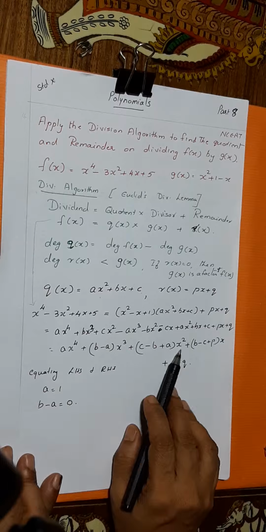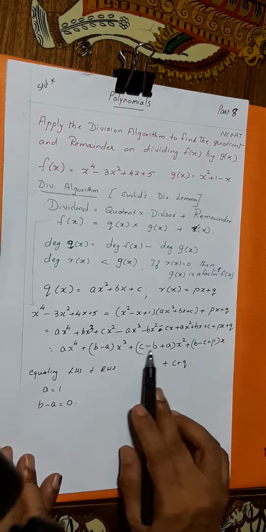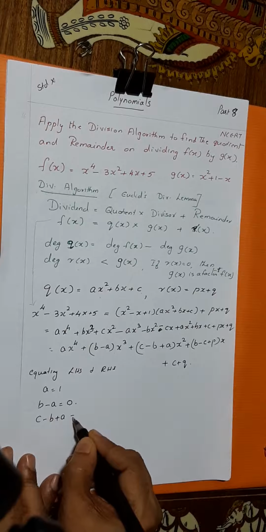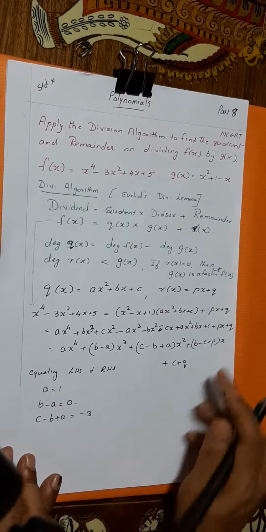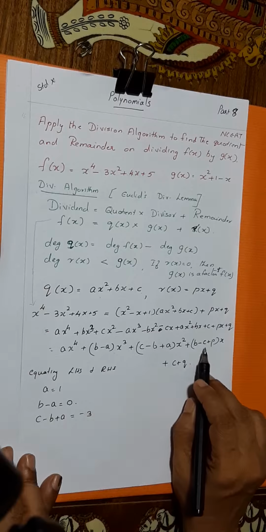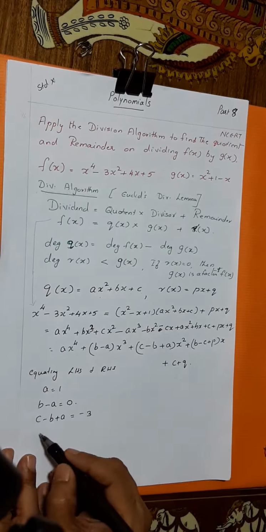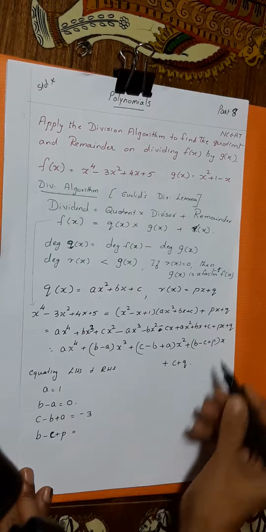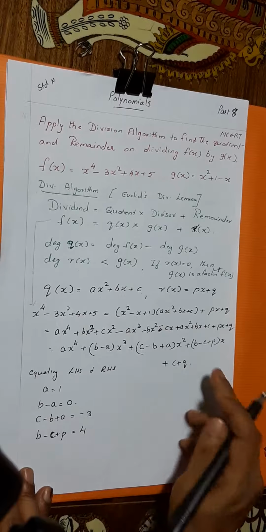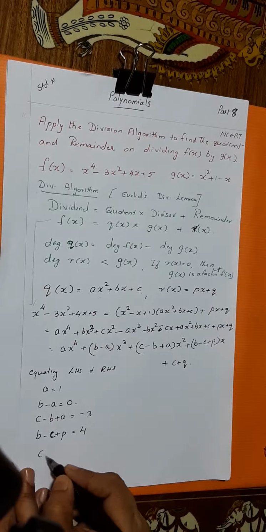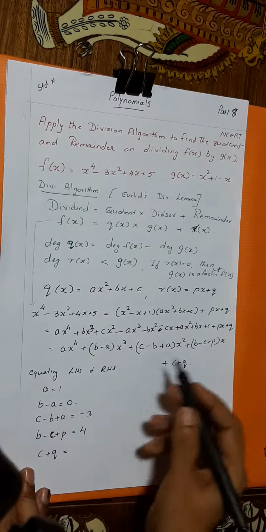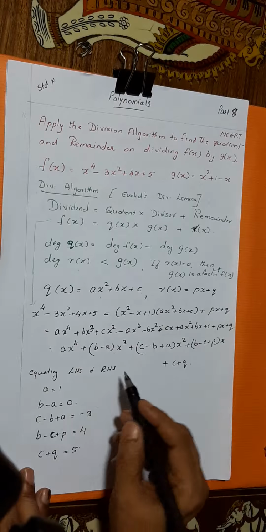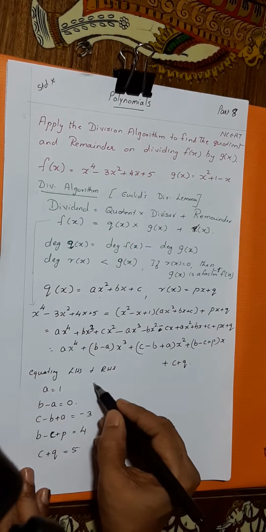Now the x squared term. Here it is minus 3. So c minus b plus a is equal to minus 3. Now coming to the x term, b minus c plus p is equal to 4. And c plus q is equal to 5. So now from these we have to find a, b, c, p and q.